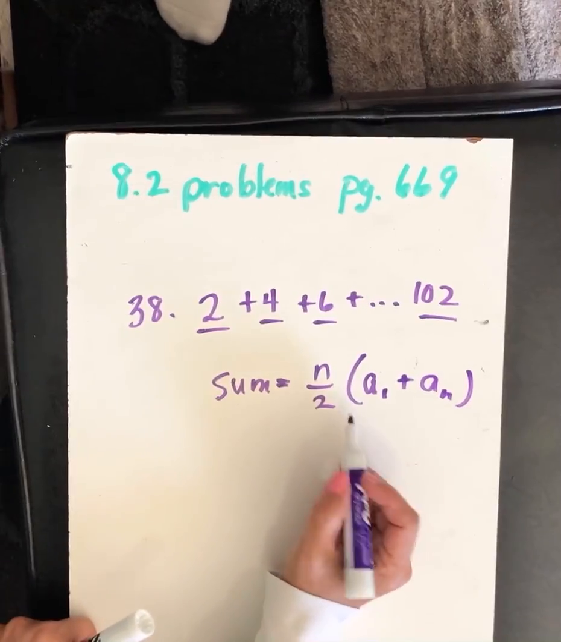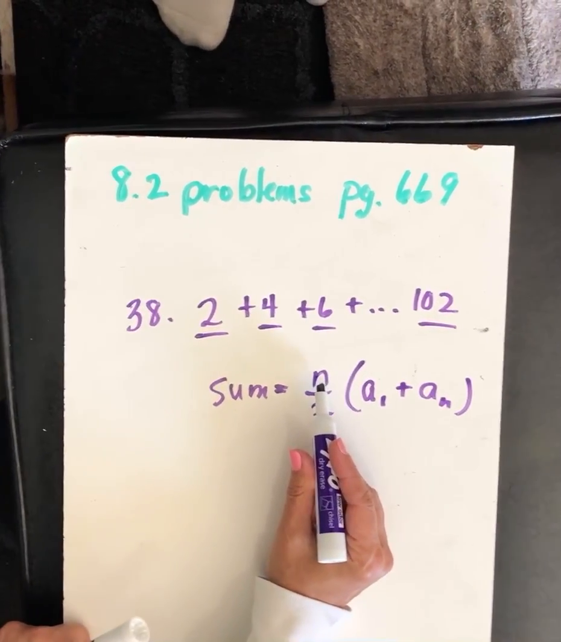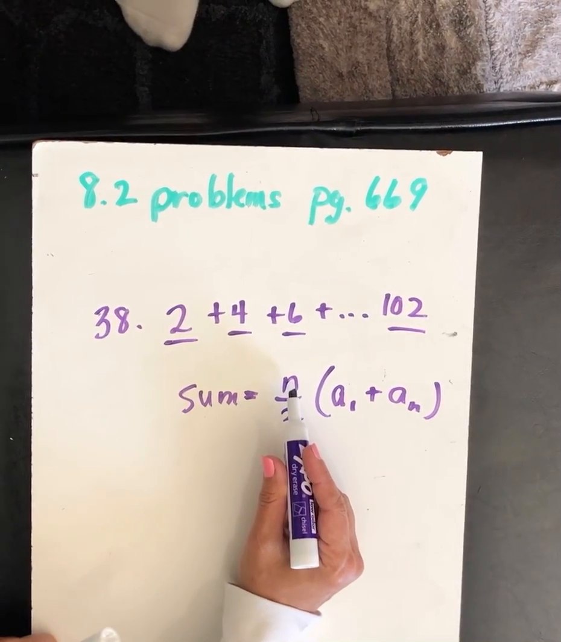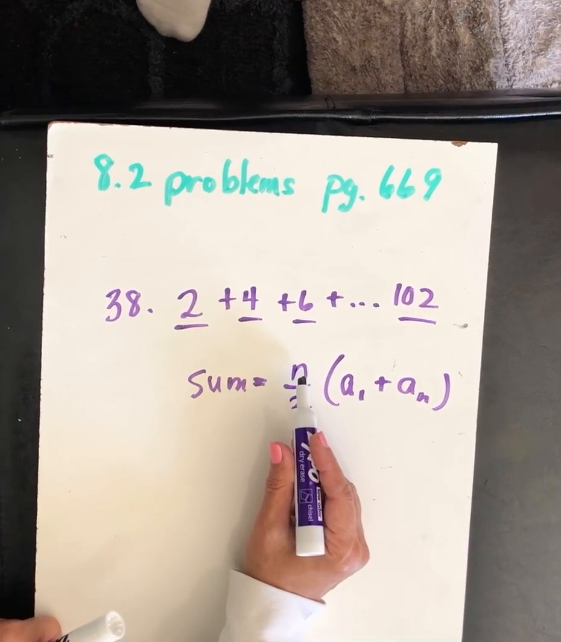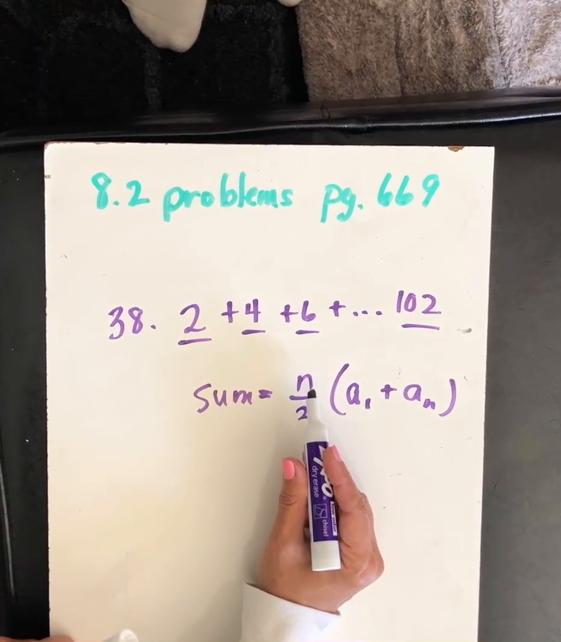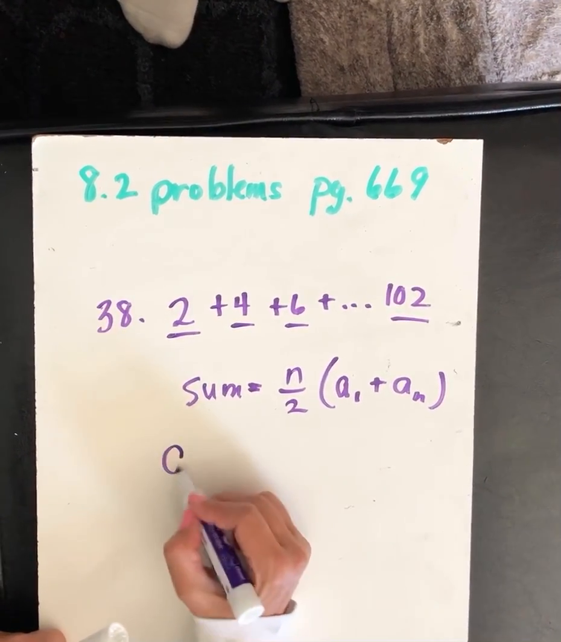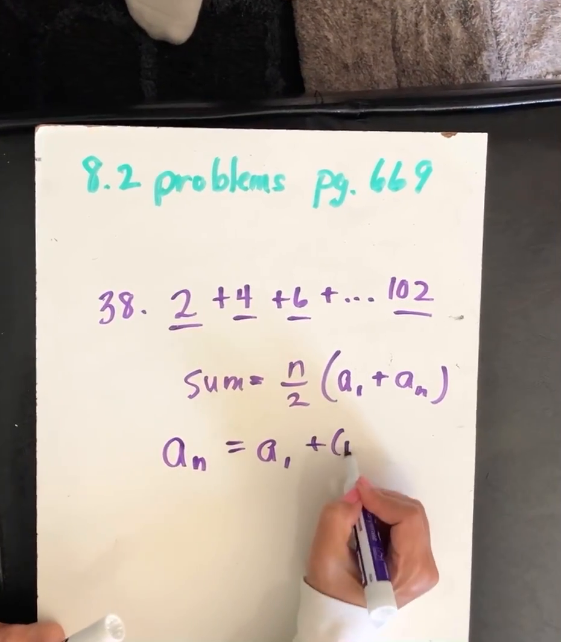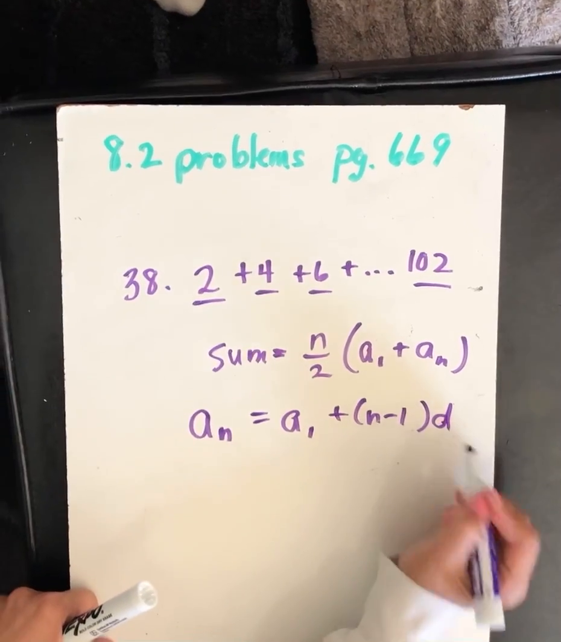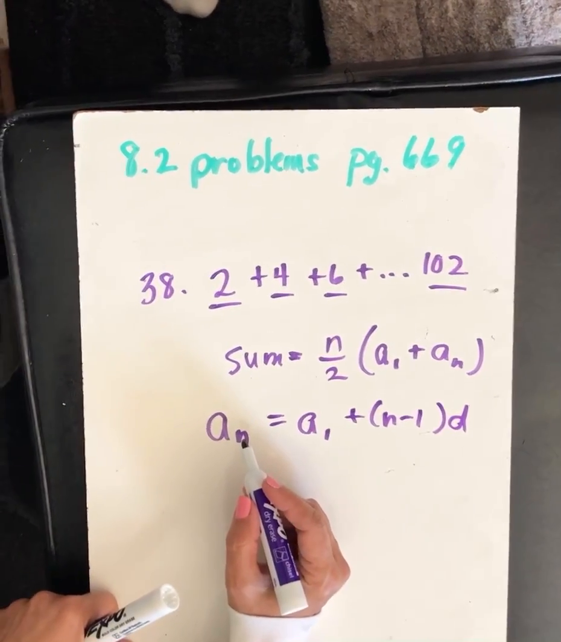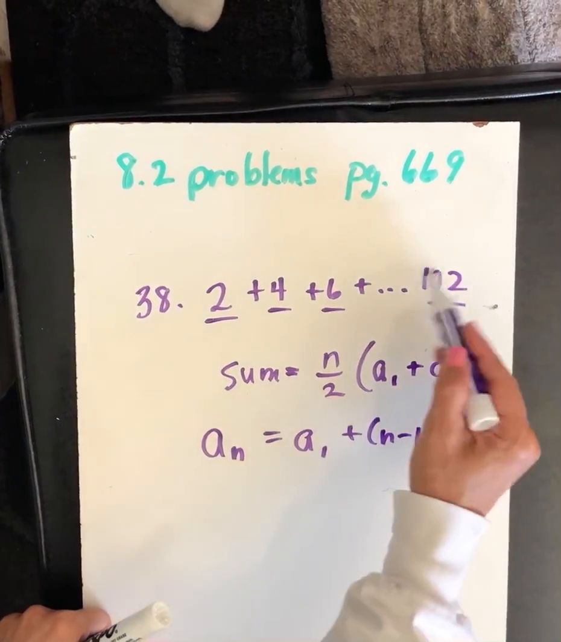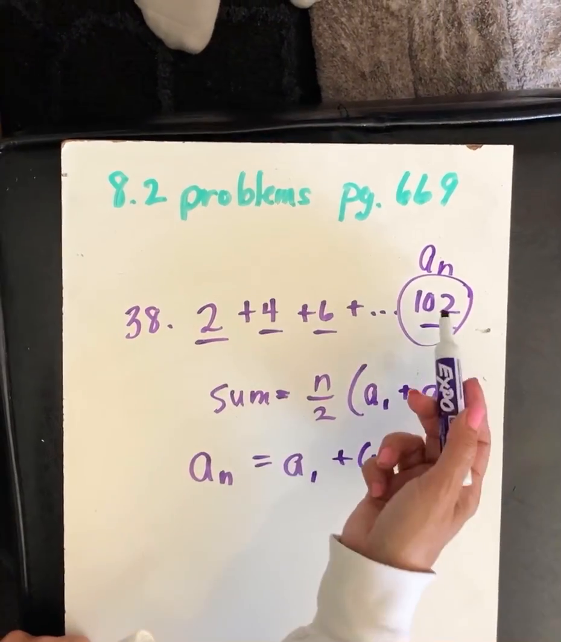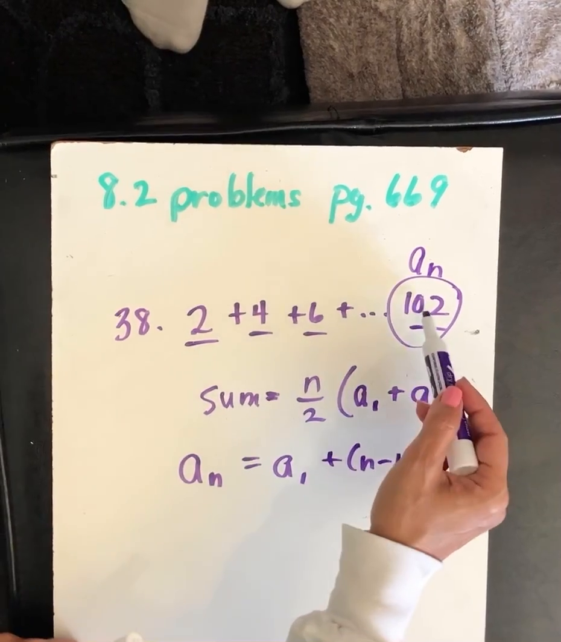So on this one, we do not know the number of terms, so we need to solve for n. So to solve for n, we're going to substitute into this. A subscript n equals a subscript 1 plus n minus 1 times d. So a subscript n is going to be the last term here. So this is your a subscript n. I could also have used one of these terms, but I'm just going to use this one.